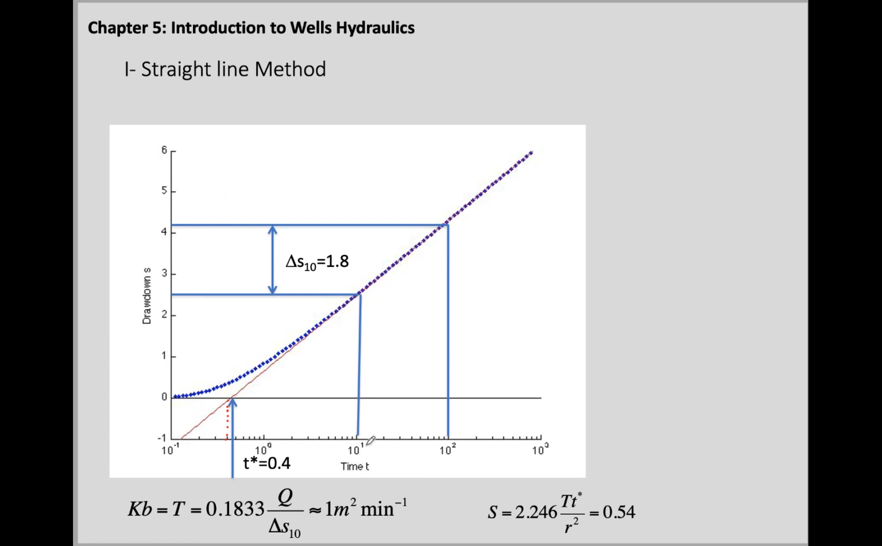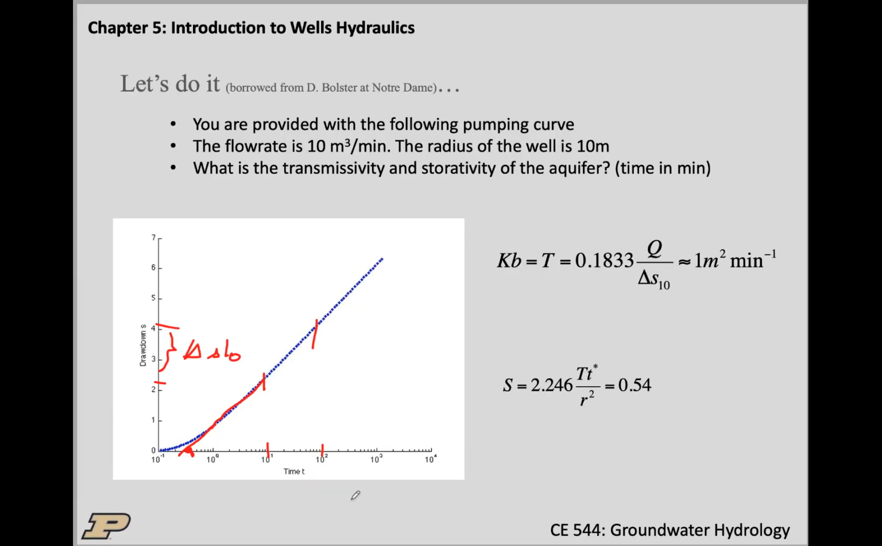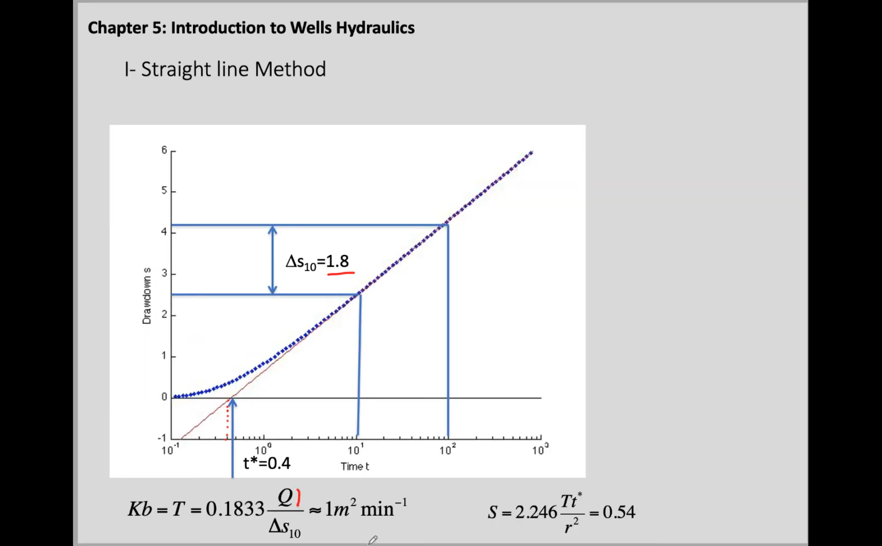And then del S10, again, you take a log on here, regress it, 1.8, so I was about right here. Okay, so now if we plug these numbers in, again, remember Q is 10 cubic meters per... per minute? Yes, per minute, that's right. So 10 cubic meters per minute, del S10, this is time in minutes, is 1.8, so we get 1 square meters per minute. And then we plug that in here, so this is going to be 1. T star is 0.4, so you plug all that in.